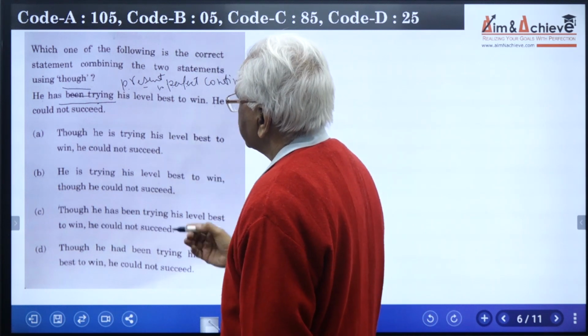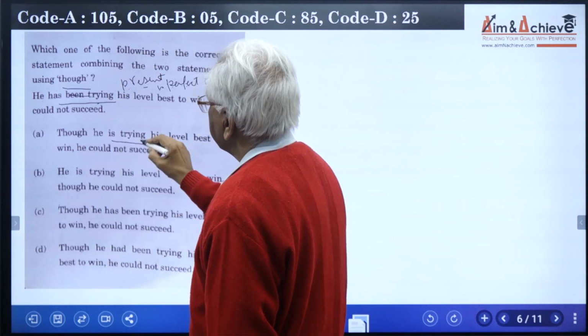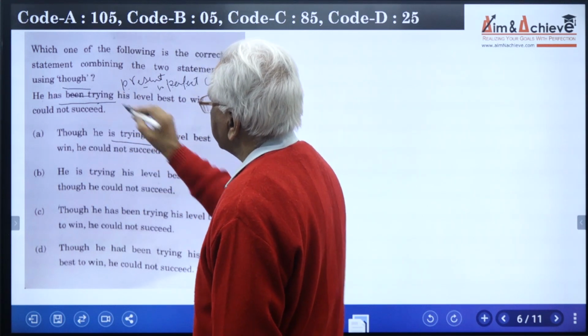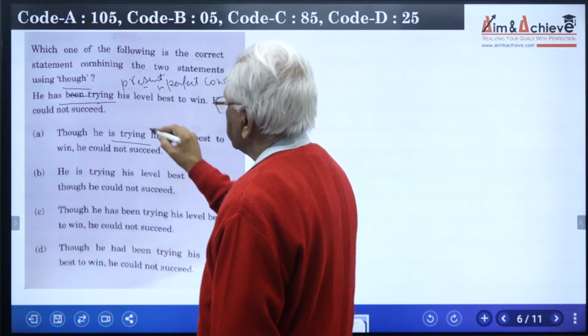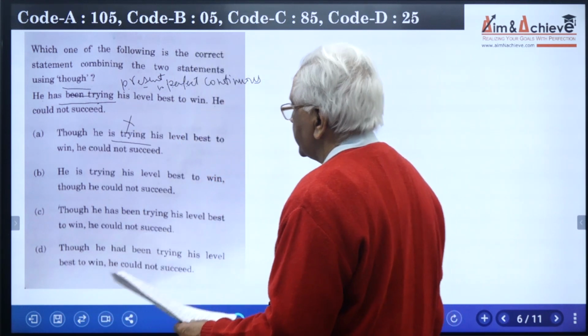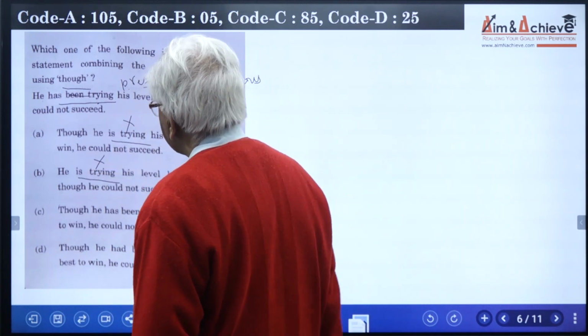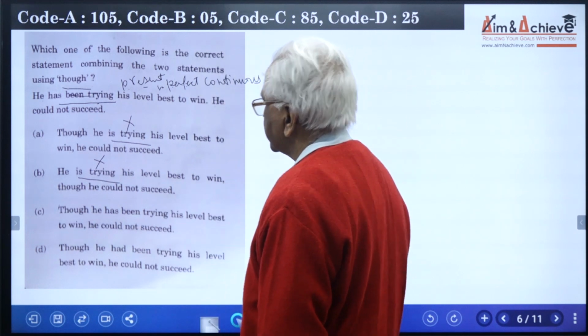Now let us read the sentences. Though he is trying hard, is trying is present continuous. It does not match with the original sentence. That means option A is clearly wrong. He is trying his level best. If we say that, again here we say is trying. That means this is wrong. To be, though he could not succeed.